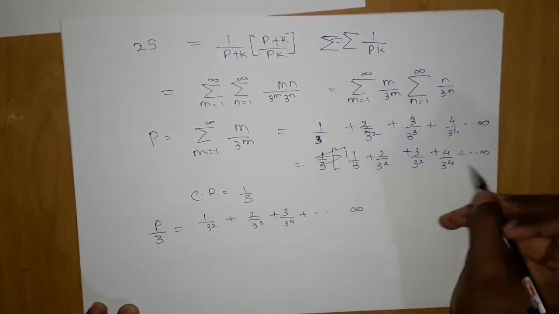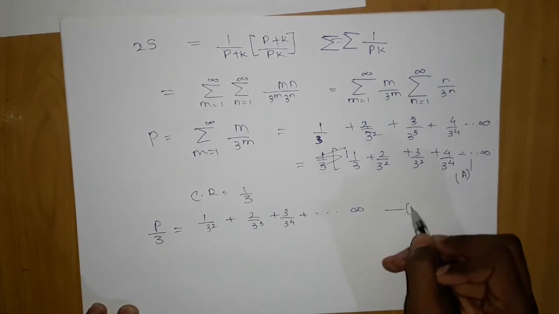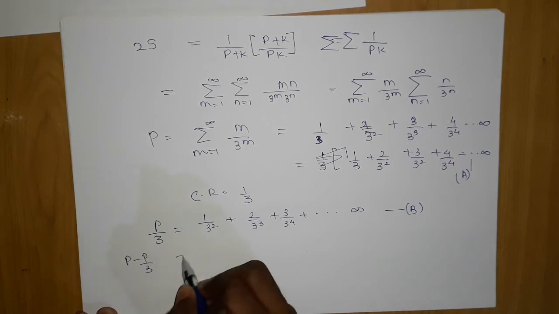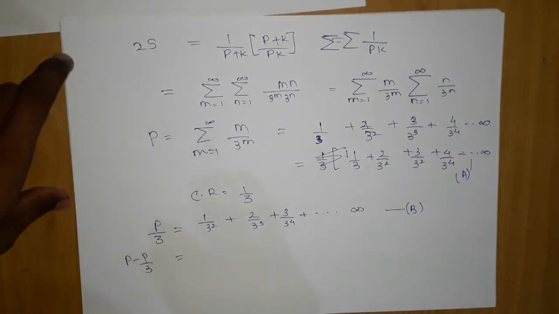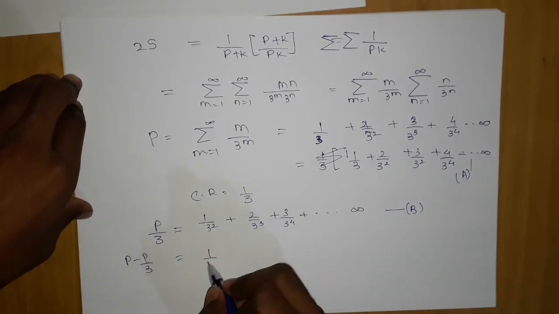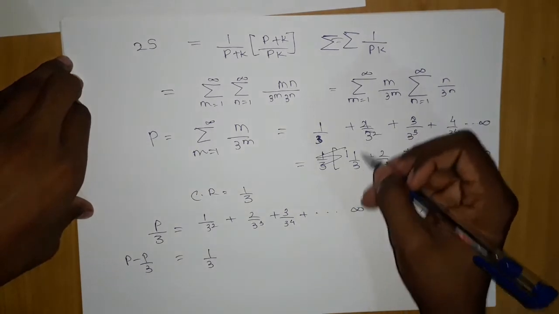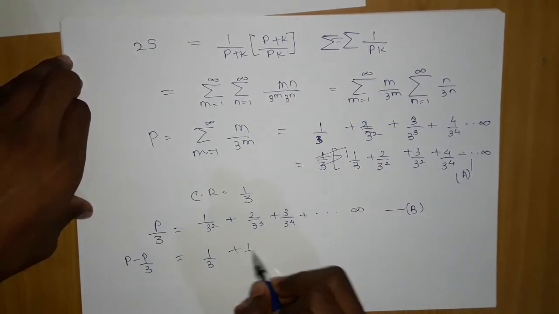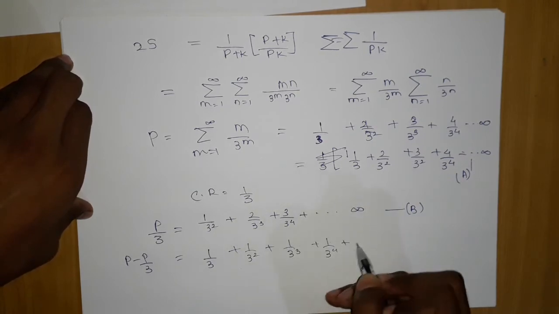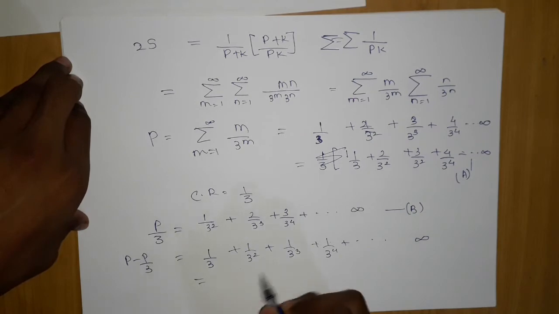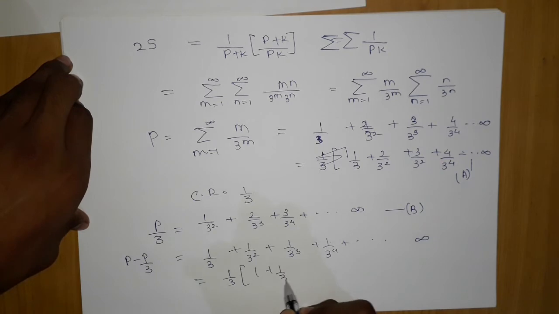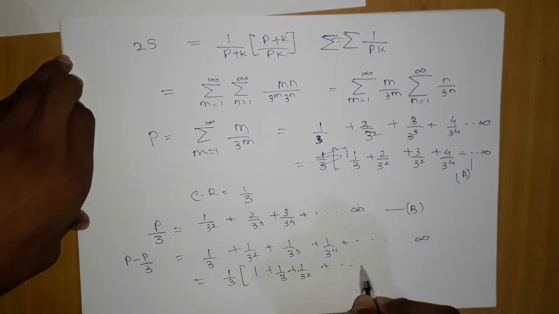If I subtract, this I call as a, this I call as b, then what is a minus b? A minus b is p minus p by 3. It is nothing but what I get from this: 1 by 3 will be here only, and this will cancel out with this. So what I get is 1 by 3 square, 1 by 3 cube, 1 by 3 power 4, till infinity. Now here you can clearly see it is a GP. If I take 1 by 3 common, 1 plus 1 by 3, plus 1 by 3 square, till infinity.